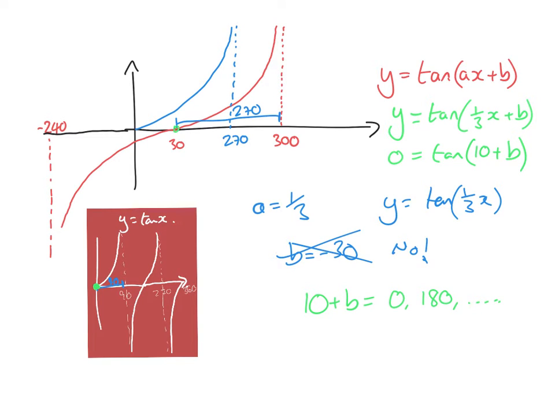The one that we're going to take is the one that goes through the origin. It gives us a b value, not of minus 30, but of minus 10. And there we're done. We found a and b, and that's the end of the question.